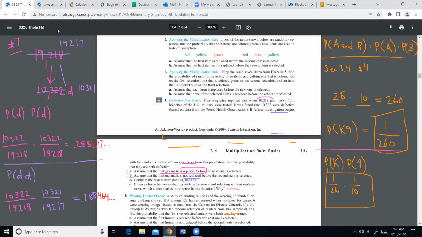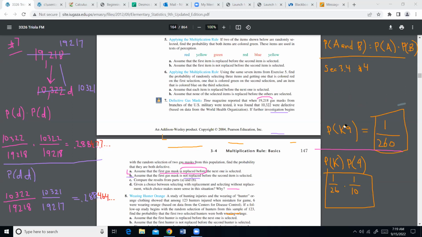And then I've got the answer in here. And then in part C, they say compare. So that's what we just did. We compared those results, part C. So we saw they're not the same for sure. So what about part D? It says, given a choice between selecting with replacement and selecting without replacement, which one makes more sense? So would you put the defective mask back in the batch of masks and then start to select again, or would you just throw it away because it's defective, has no use anyways?